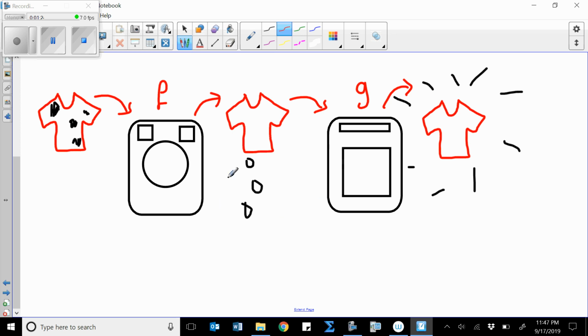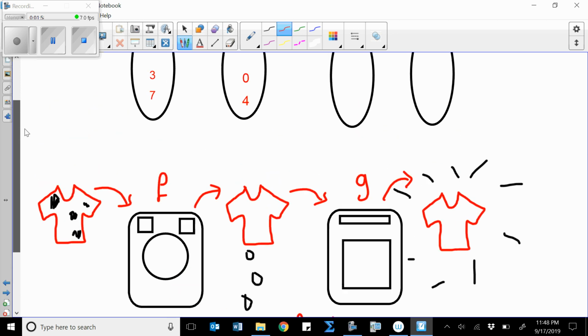This composition of function, if we call this one f and this one g, could be written as g of f of x. So here f of x was our washer, which we actually used first, and g of x is the dryer, which we used as the second function. So we can also use this notation as composite function. So this is g of f of x.